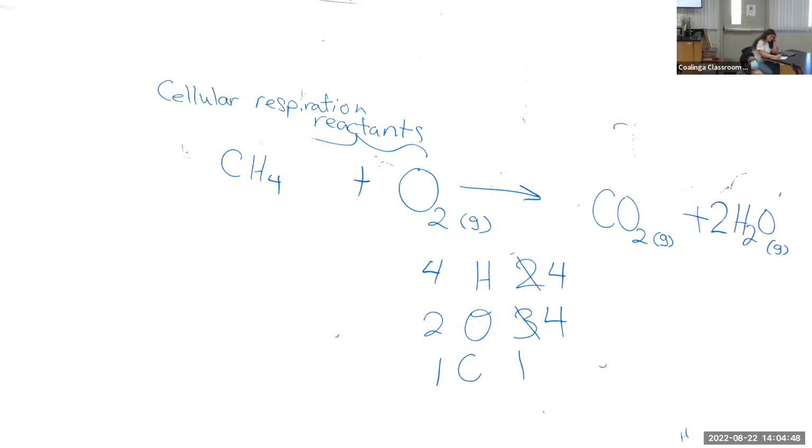Okay, so is that balanced? No. No, what do I need to do? So 1 oxygen. 2. Okay, so what do I need to put? Put 2 there? Yeah. Okay, now is it balanced? Yes. Okay, so now that's a balanced chemical equation. Okay, so are you with me so far? Yeah. Okay, good.